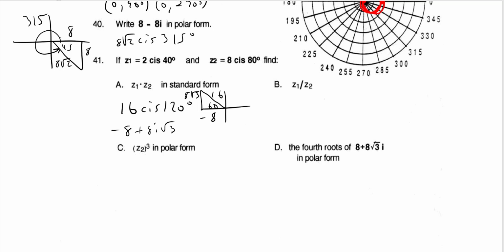Okay, that's good. And this is division, so z1 divided by z2, so it's basically 2 divided by 8 is 1/4.